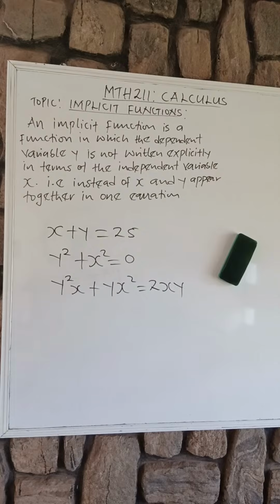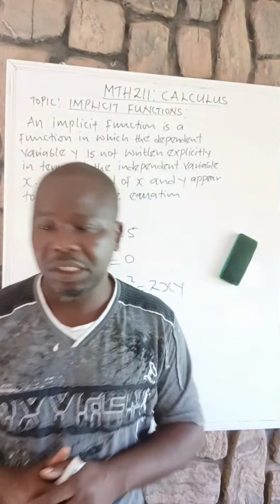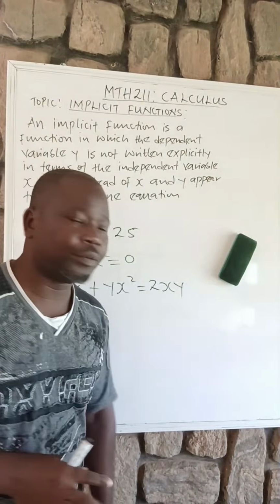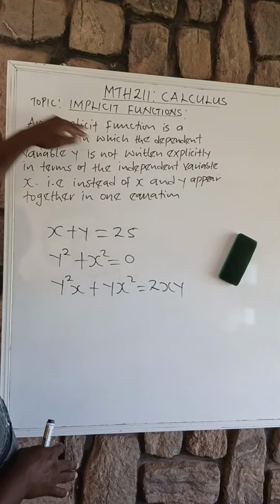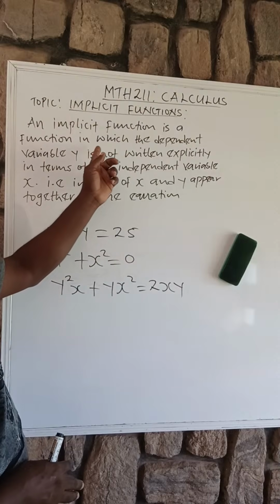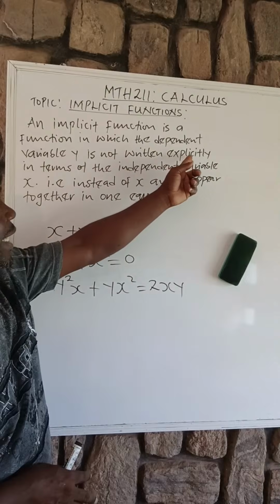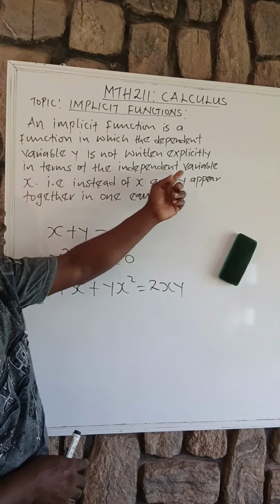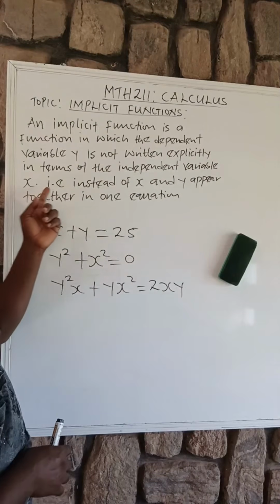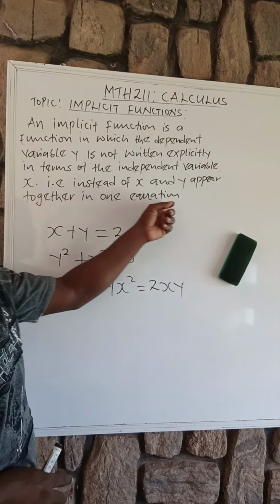Abdul, you don't understand. Okay, what I'm trying to say, I've not started solving any problem. I'm just trying to let you know that implicit function, this is the definition. It says an implicit function is a function in which the dependent variable y is not written explicitly in terms of the independent variable x. That is, x and y appear together in one equation.